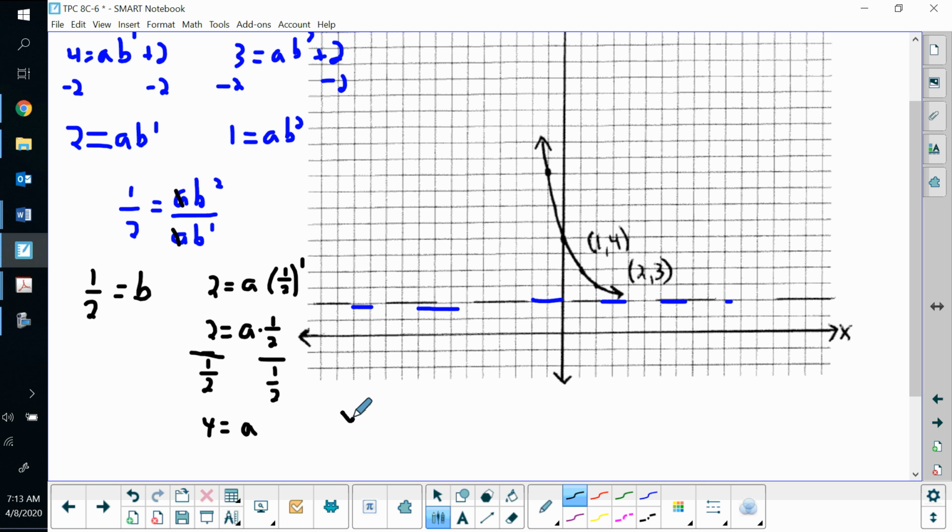So when we write out our equation, we'll have y equals 4. Make sure we're putting that b value in parentheses, raised to the x, and we've got to tack our value on the end, the plus 2.